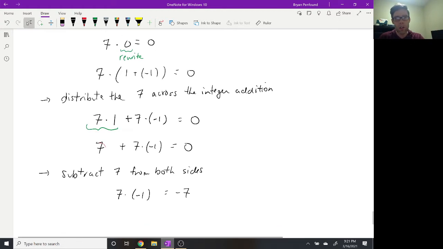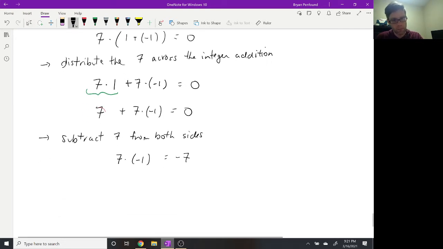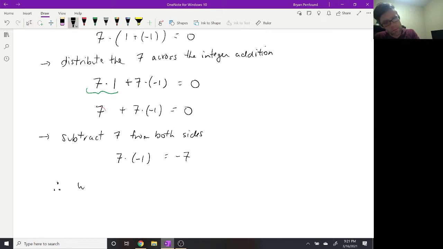So we start with something that we know, which is 7 times 0 is 0. We rewrite 0 using the zero pair property, and then we can algebraically show that this multiplication of a number times negative 1 should be the opposite of what the number is. In other words, if I start with any number and I multiply by negative 1, I should get the opposite of what I started with.